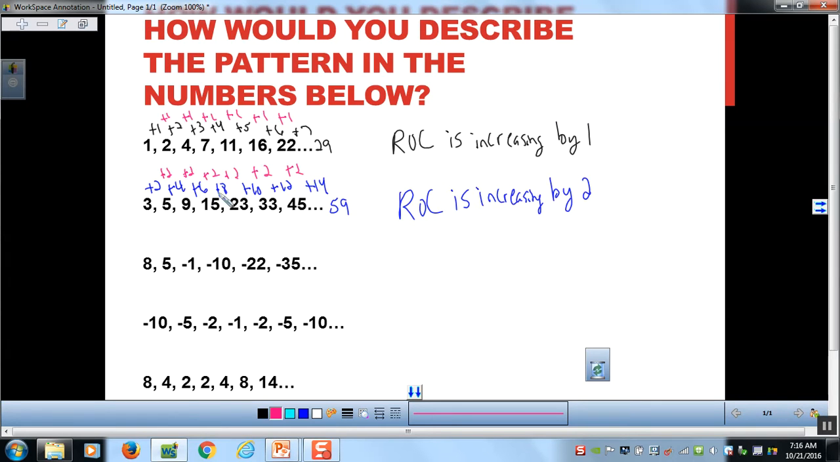All right, so let's take a look at the next 3 here and see how you did. Now notice on this one, we are moving down. So I'm going to go down 3, and then I'm going down 6, and then down 9, then down 12.